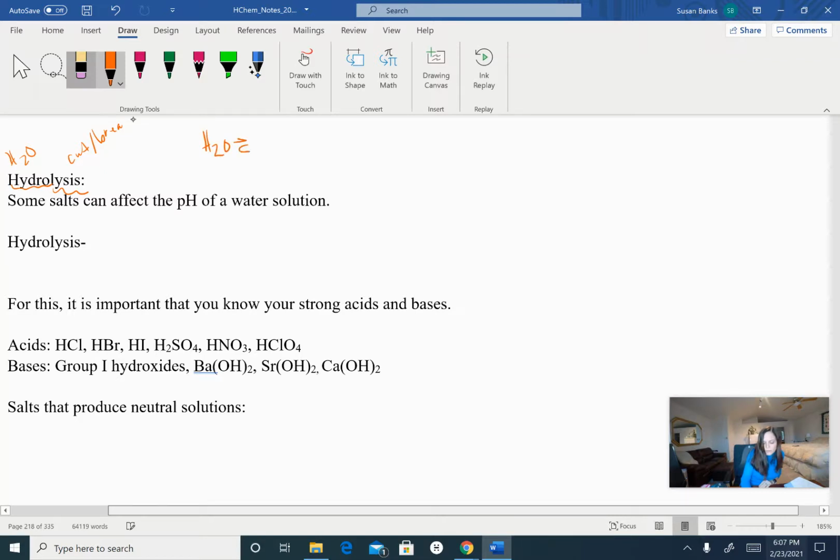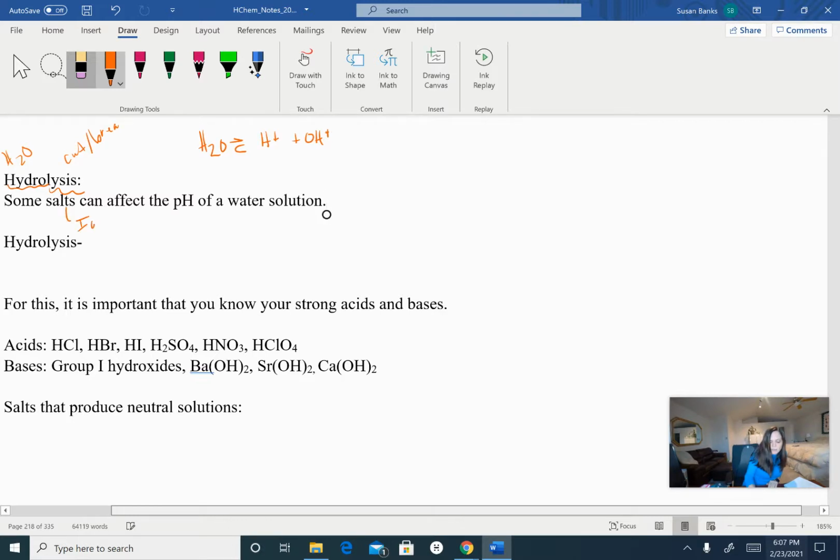And you'll notice that we do this already into the hydrogen ions and the hydroxide ions. And we can do this pretty readily just in normal water, but we can really do it with different ionic compounds or salts. Remember, salts are just ionic compounds. So some salts can actually affect the pH of the solution when you dissolve them into the water.